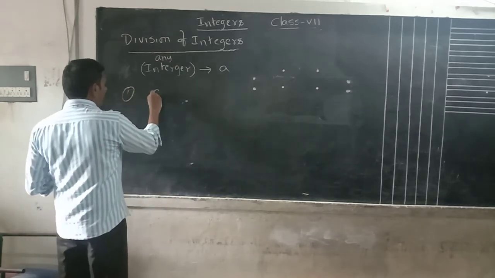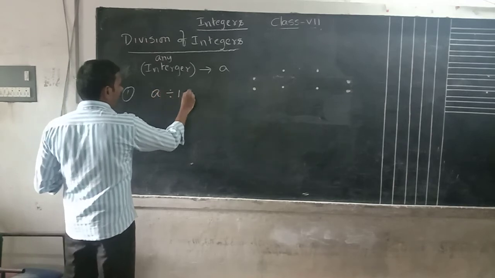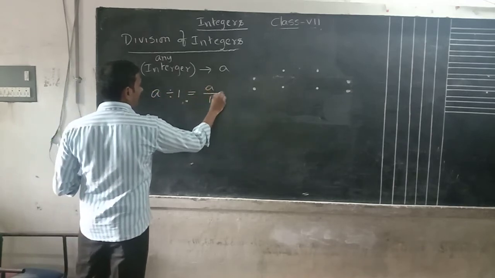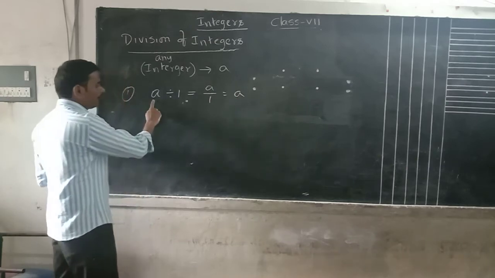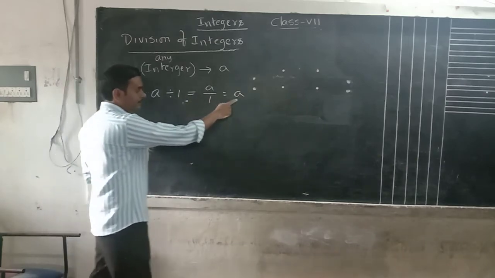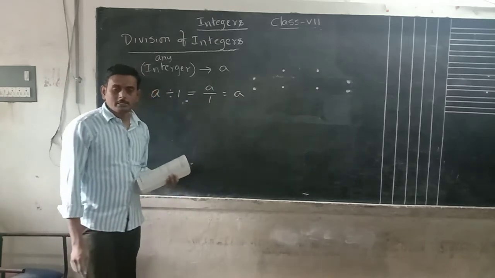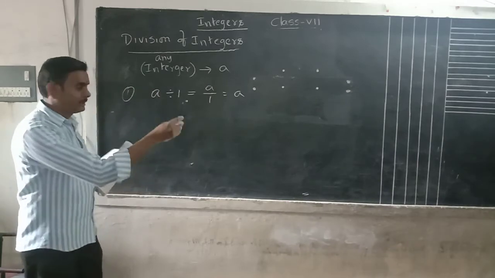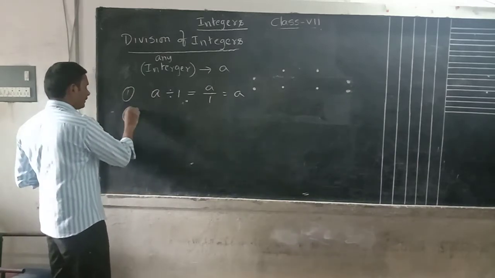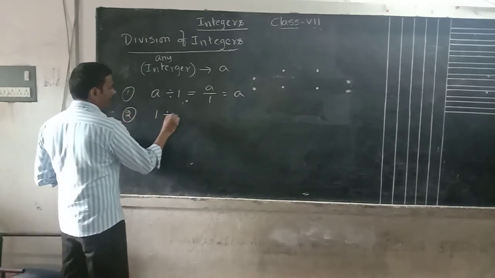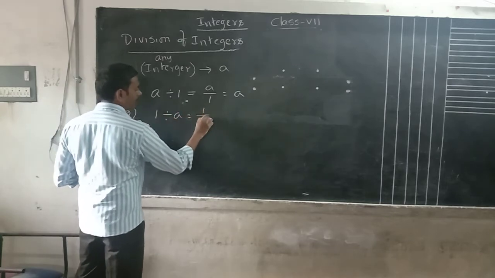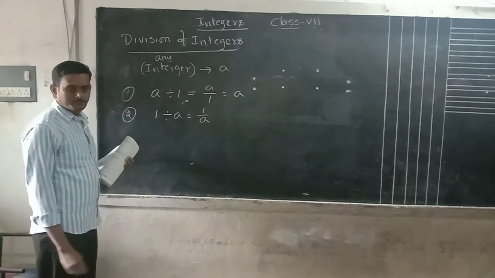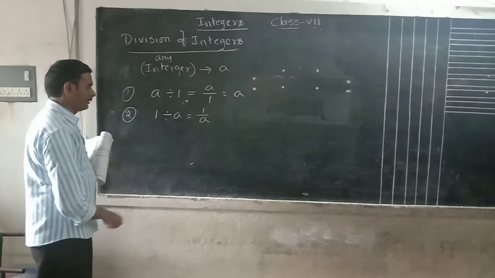First one, a divided by 1. A divided by 1 means a by 1 equal to a. Any integer divided with 1, we will get the same integer only. Second one, 1 divided by a. 1 divided by a means 1 by a. We get 1 by a only.